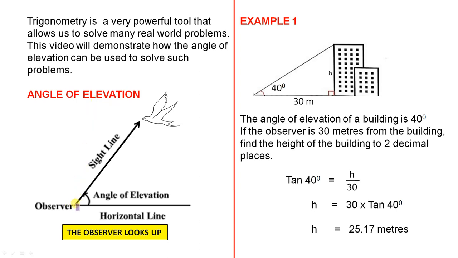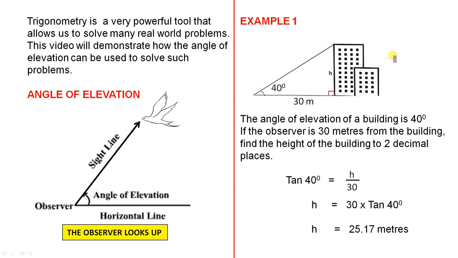Imagine there's an observer here on the ground, and the observer is looking at this bird in the sky. So this is called the sight line, or the line of sight. That's the line along which the observer looks. This is the horizontal, which is parallel to the ground. Those two lines here form the angle of elevation. So that's why it's called the angle of elevation, because the observer looks up, looking up in that direction.